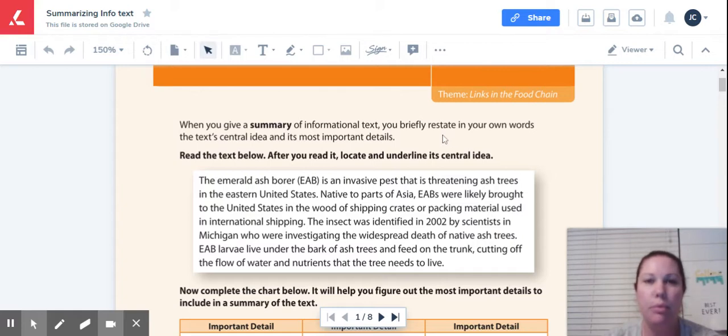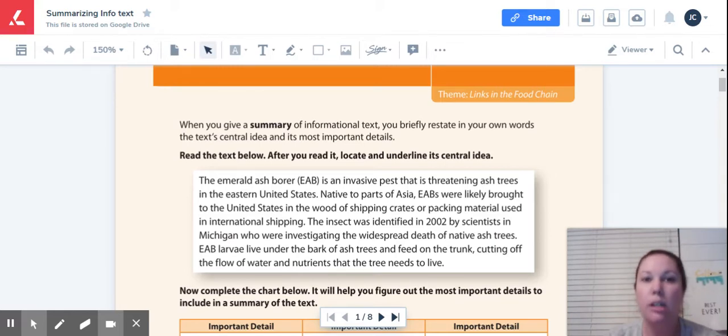The thing that I really want to point out here is it says to restate in your own words. So we're not copying from the book. We're putting the information that we got from the book or from the article into our own words. What do we think it's saying? And that's why we find the central idea in the story, we paraphrase it, put it into our own words, and then we pull out the supporting details that go with it.